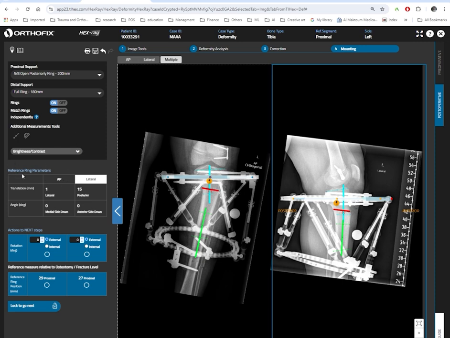So here it tells me my ring on the AB view is 1 mm lateral to the osteotomy site. There's zero angulation, a perfect picture. There's no up or down tilt. On the lateral, the center of my ring is 15 mm behind the osteotomy site, and there's no upside or down tilt. Then it will tell me my ring is not rotated relative to the front of the tibia.